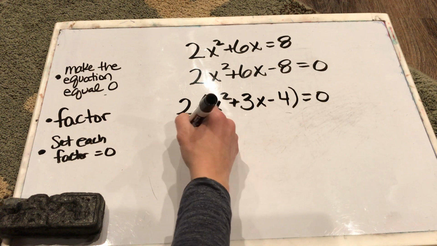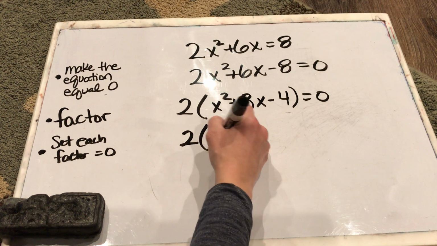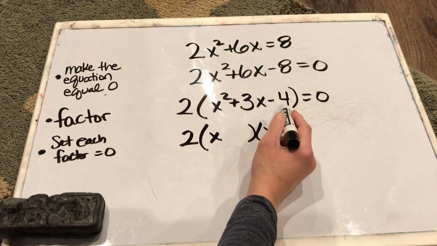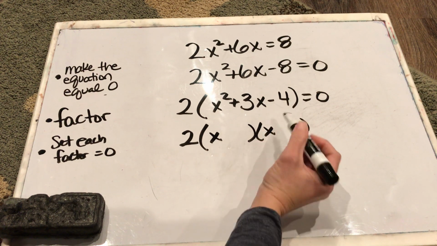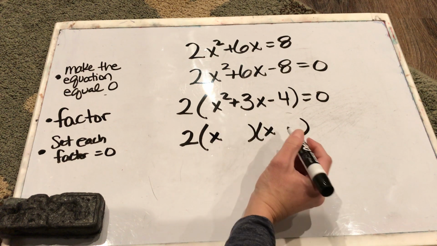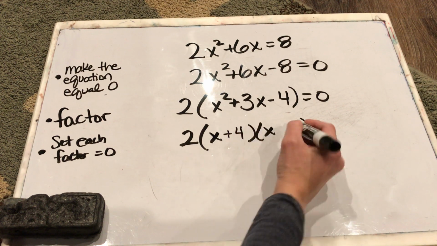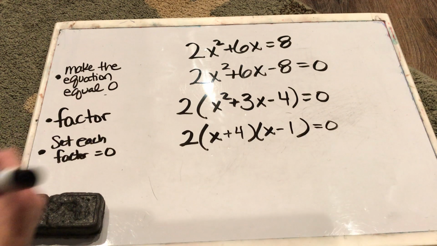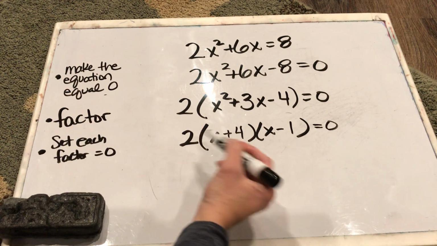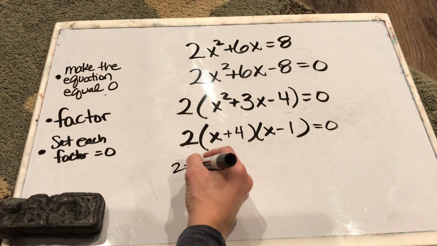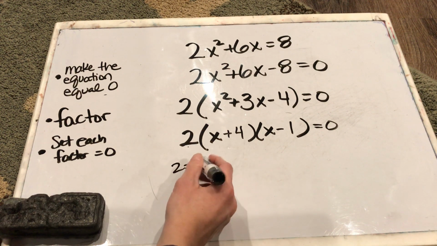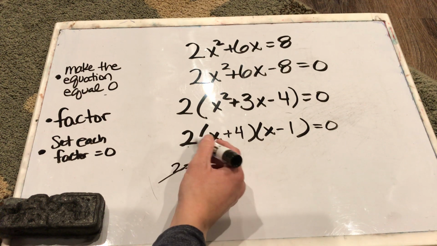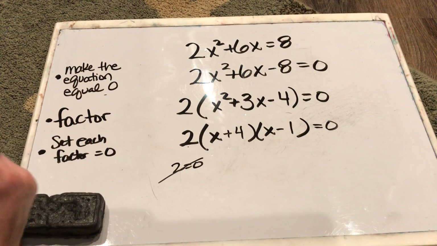Now this is a little bit easier to factor. So I have an x and an x. I want them to multiply together to be negative 4, but add up to a positive 3. So I think a positive 4 and a negative 1 will do that for me. And now I need to set each factor equal to 0. So right here I have 2 equals 0. Well, that's not true. That's not possible. So it turns out that you really could just ignore this 2. There's no variable here to solve for.